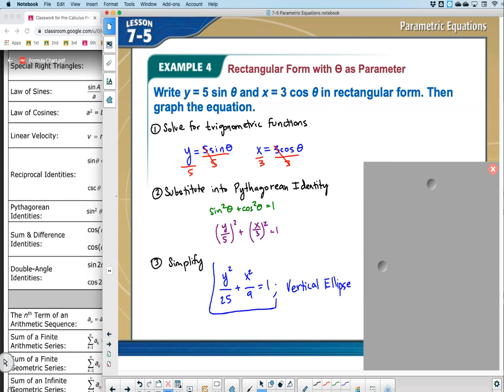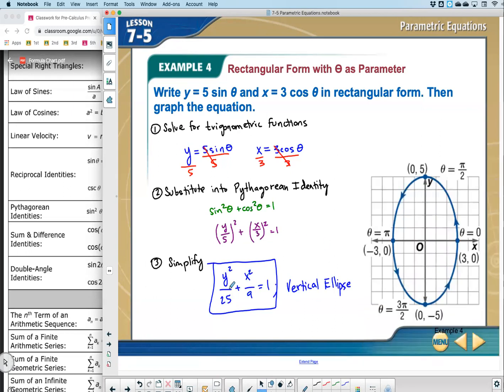That's what this equation is right there. What does this mean? It's a vertical ellipse. It has no shift, so it'll be at the origin. You take the square root, we would go up and down 5 units, and we would go left and right 3 units. It's an ellipse because it's a positive.